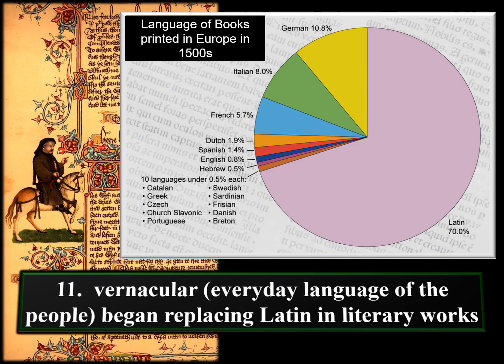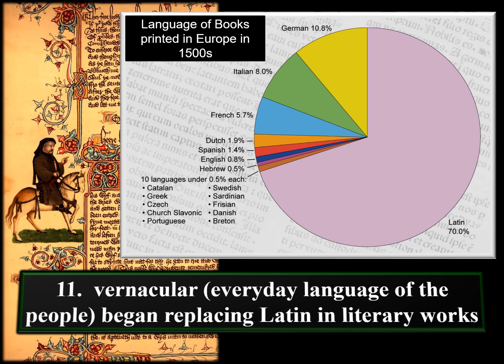Language of books printed in Europe, by the time we get to the 1500s, you see Latin is still dominant, 70%. But you start seeing more and more German, Italian, French, Spanish, Dutch, English, etc. being produced as you move into the 1500s. So even though we're talking now in the high Middle Ages, we're still a few hundred years away from this in the 1500s. It ultimately is connected.